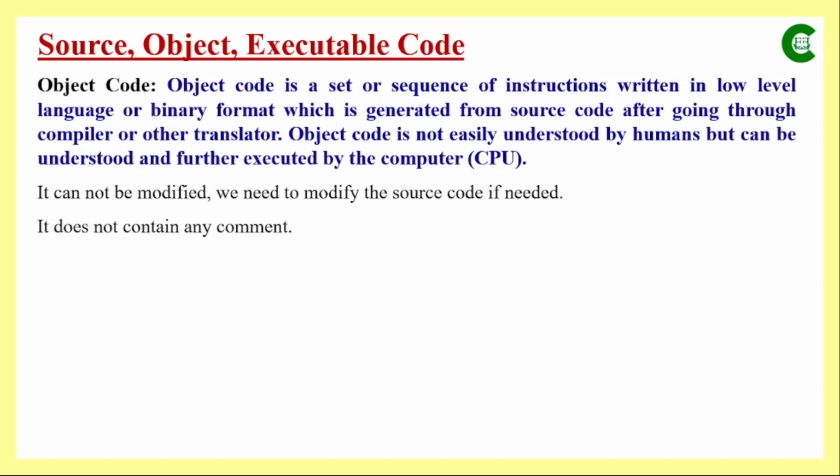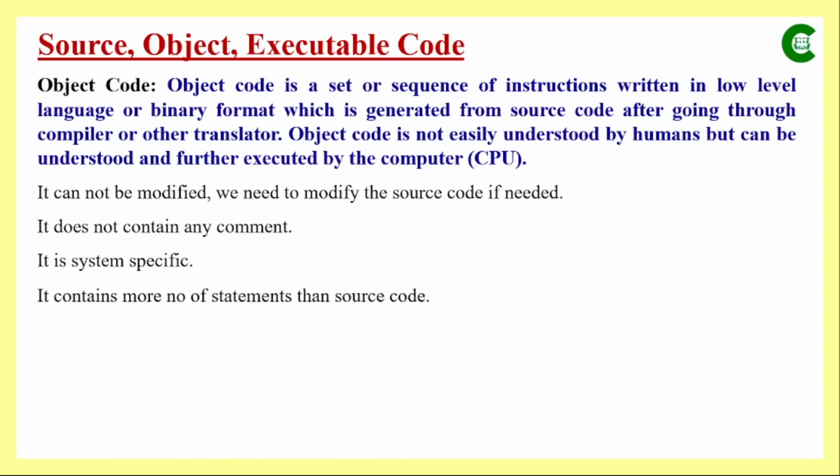And as we have seen in our source code, to describe every possible part, we put comments. So that is applicable in case of source code, but that is not applicable in case of object code. Once the object code is generated, we don't find any comments in that code. Object code is system specific, unlike source code. Object code has more statements than source code. The file extension for object code is .o. In case of source file, it was .c.